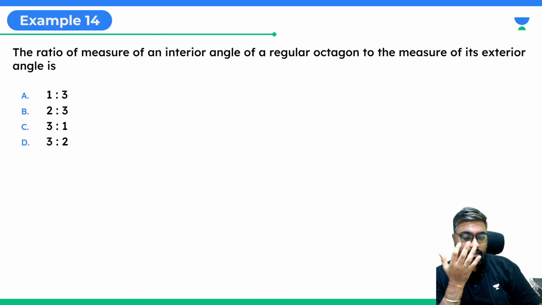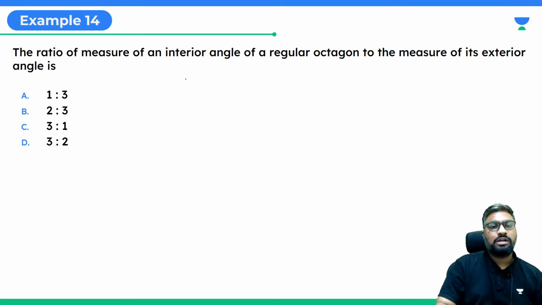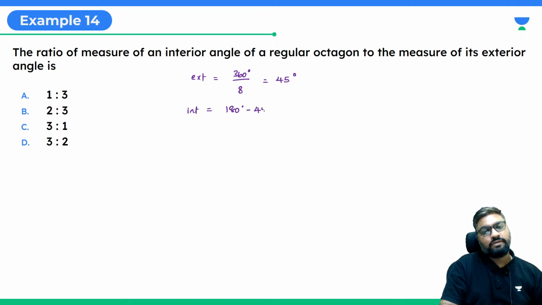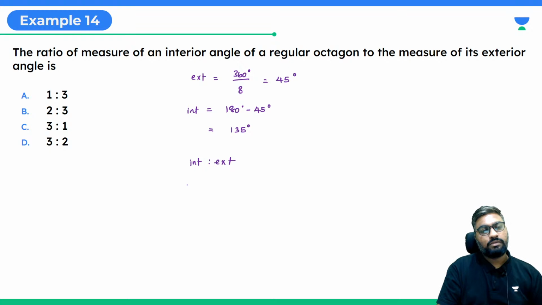Ratio of interior angle to exterior angle of a regular octagon. जल्दी गाइस, इजी क्वेश्चन है. तो रेगुलर ऑक्टागन में एक्सटीरियर एंगल कितना होगा? 360 degrees by 8, which is 45 degrees. तो इंटीरियर एंगल क्या हो जाएगा? 180 minus 45, correct? 180 minus 45 is how much? 135 degrees. तो ये क्या पूछ रहे हैं कि इंटीरियर इज टू एक्सटीरियर का रेशियो क्या होगा? मतलब 135 degrees is to 45 degrees, which is 3:1.